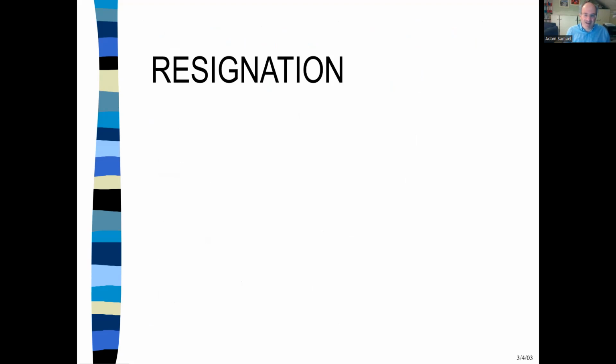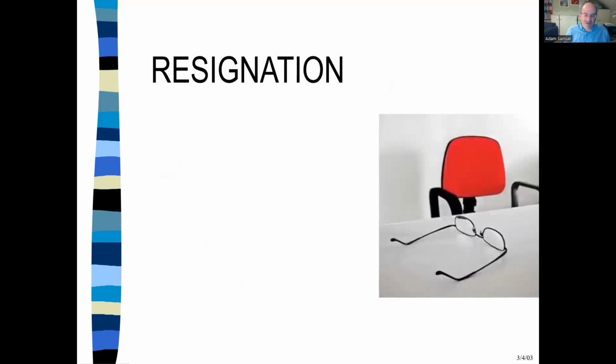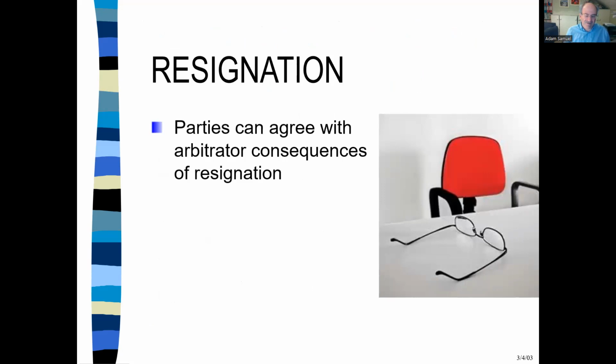Resignations can be more fiddly, actually. Ideally, you agree them with the parties and sort out a way of having your fees paid. Remember, you may have to resign because of something that has come up in the dispute subsequently, which has given you a bias issue.